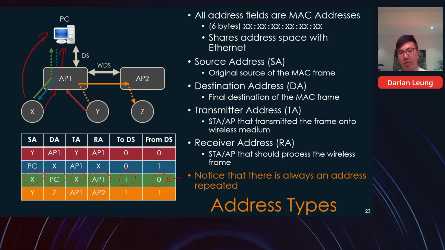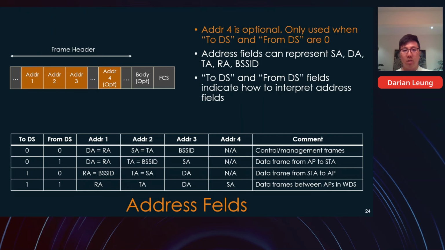Looking at this table, you see that in most cases, one of the addresses is repeated. Therefore, it's not necessary for a MAC header to always include 4 address types. Because not all address types are required, the address 4 field is optional. Each address field can represent one of the previously mentioned address types or the BSSID. The interpretation of these address fields is determined by the To DS and From DS bits. So, looking at the previous example, address 1 will be the receiver address, which is the same as the BSSID. Address 2 will be the transmitter address, which is the same as the source address. Address 3 will be the destination address, and address 4 doesn't exist.